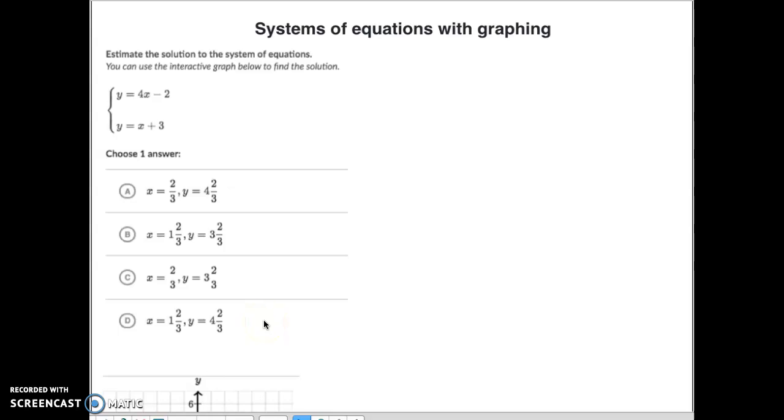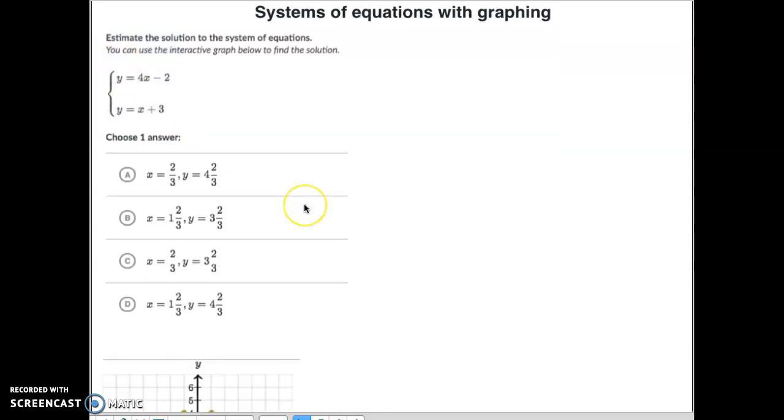All right, today we are going to be doing systems of equations with graphing. So you're going to notice the question looks like this. If you get a question like this, these are not terribly hard. These are already in slope-intercept form. So this type, not that difficult.